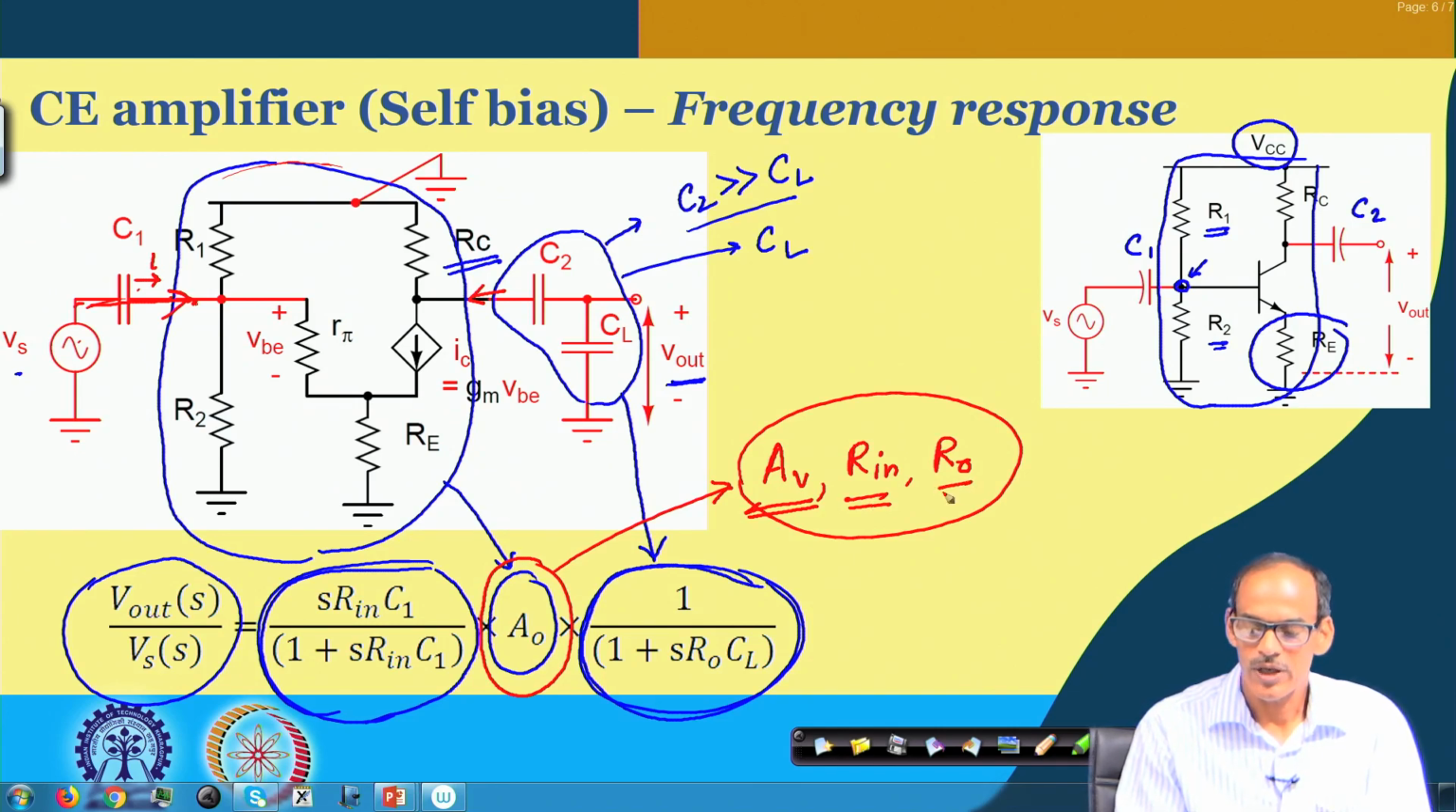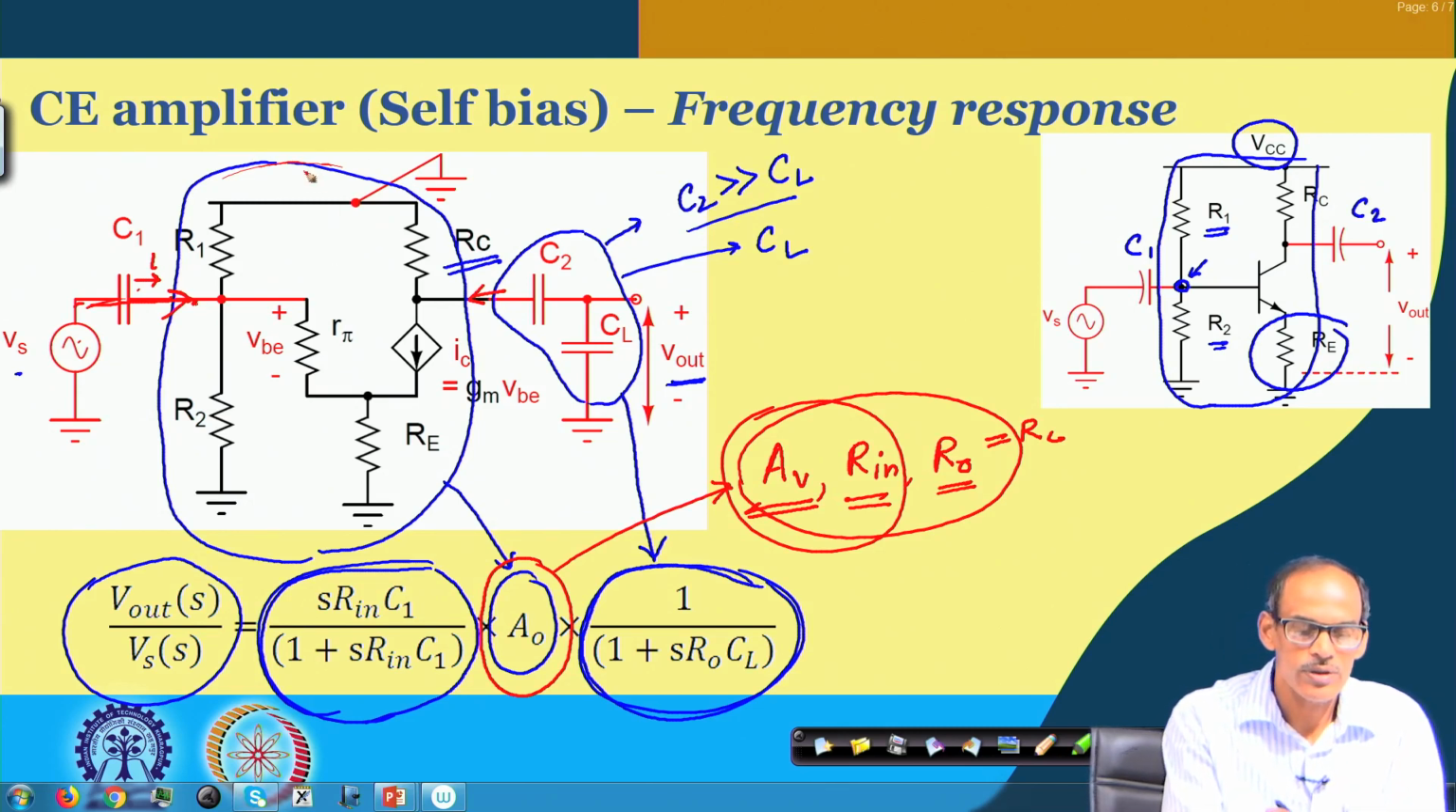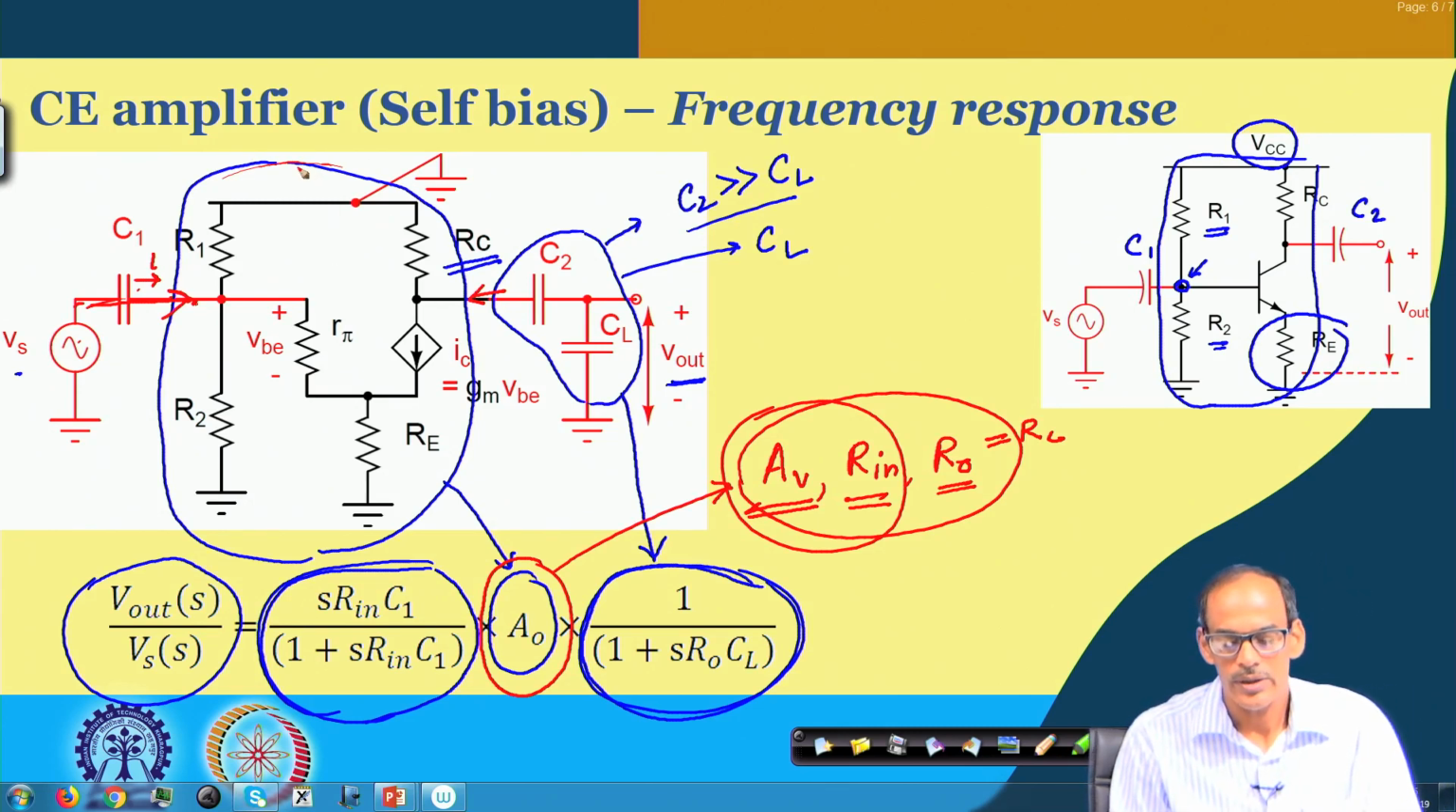Likewise for the output, in this case the output resistance is straightforward: R O is equal to R C. But these two parts are a bit involved. So, let us go into detail of this core portion and derive the expression for the AV part.